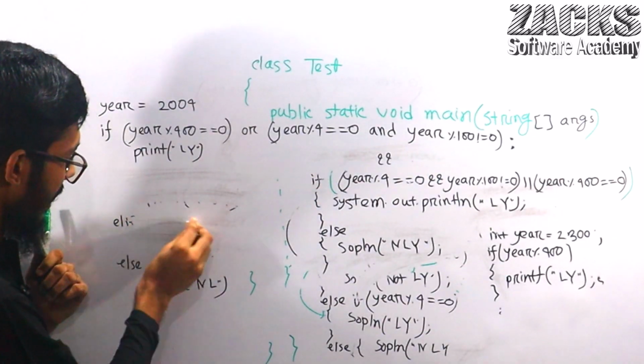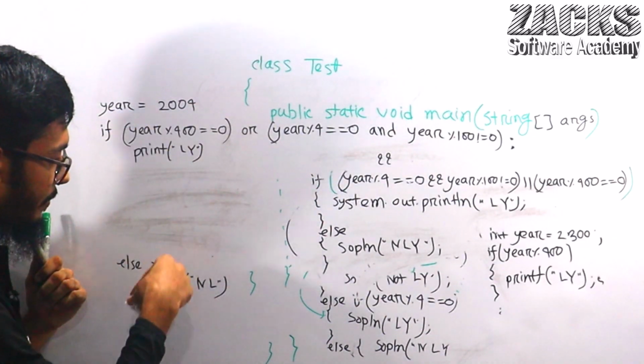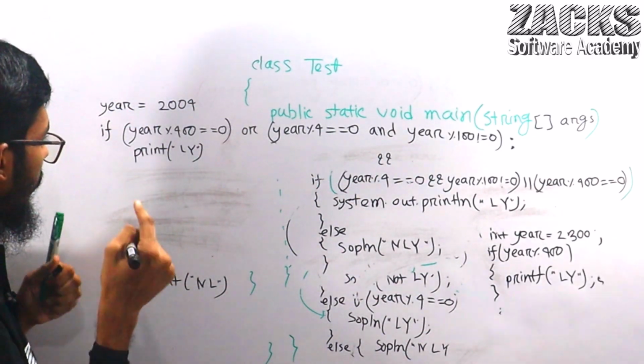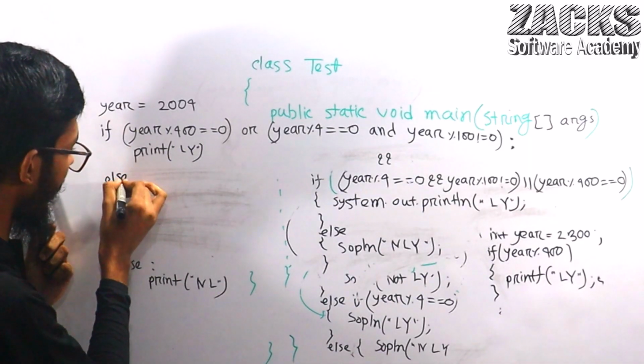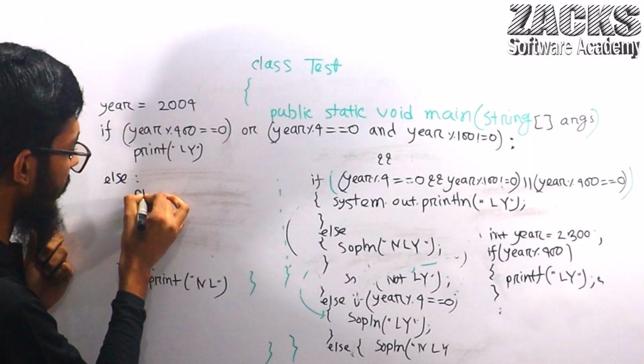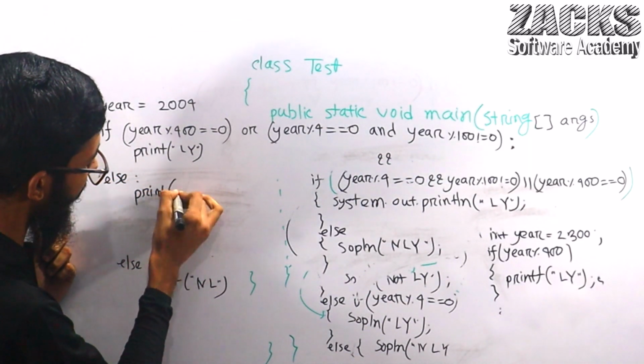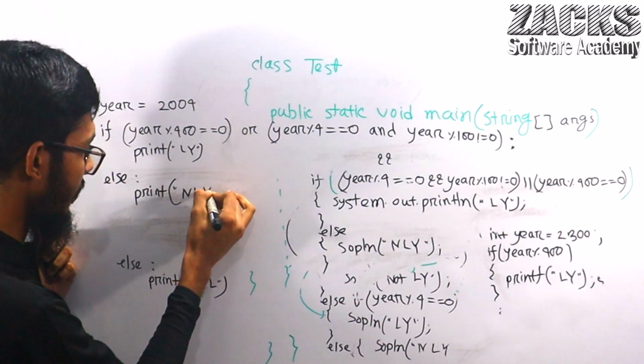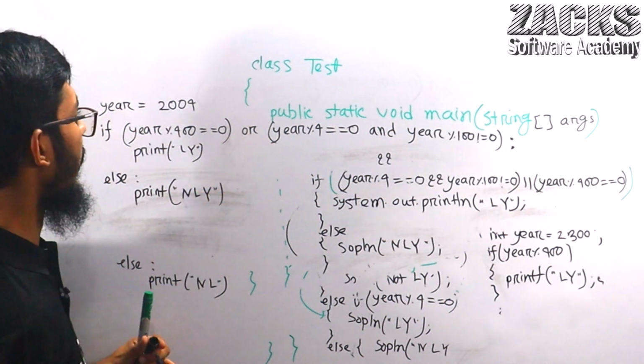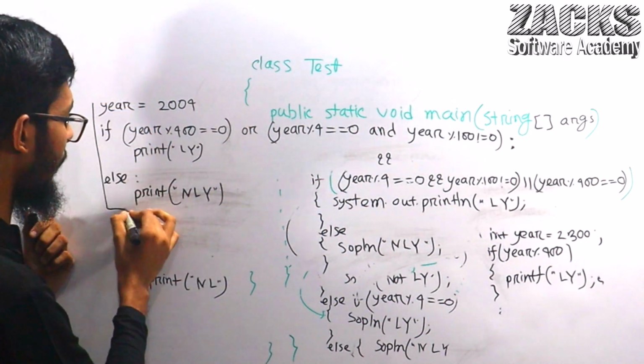In the above, you can write some. If you give some space, even no problem. Else, not leap year, right? Print, and for not, L for leap, Y for year. Okay, I hope you got this point. This is our Python code, right?